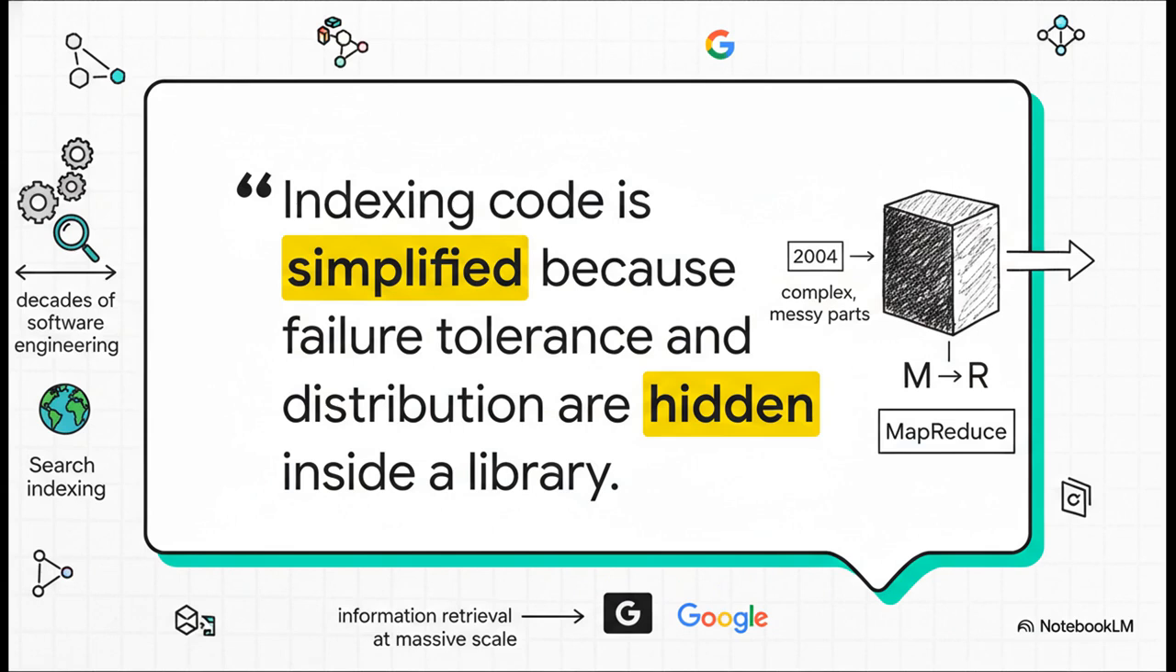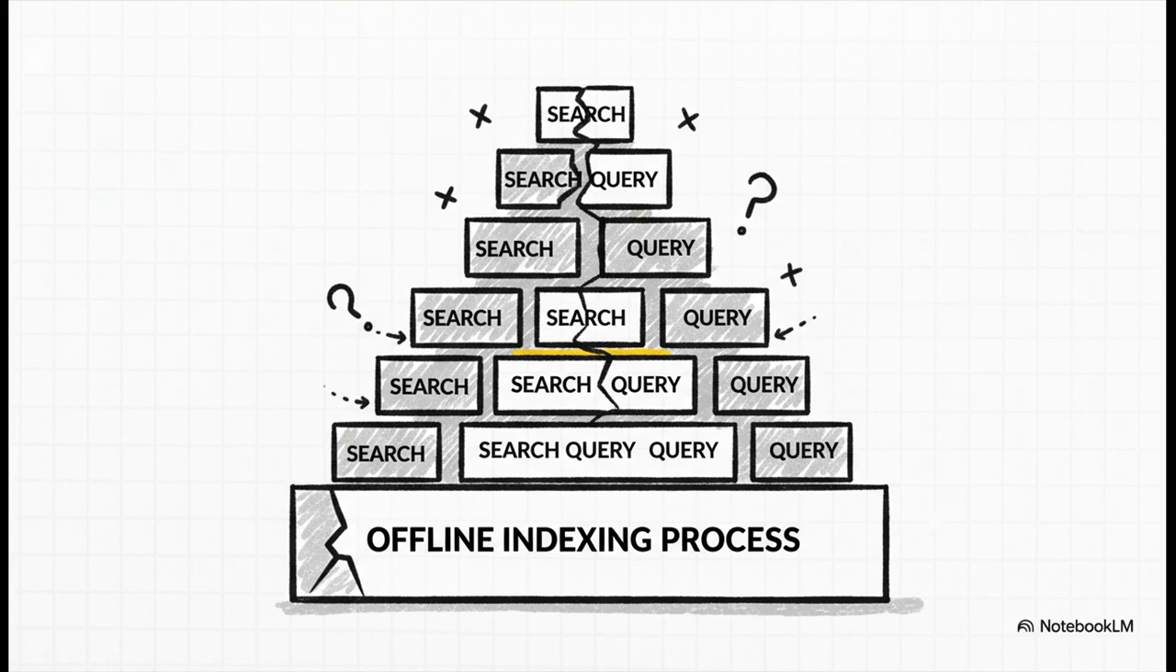Way back in 2004, Google researchers were describing the system that totally revolutionized their search indexing, and they said this exact thing. They made the indexing code simple by hiding all the complex, messy stuff like failure tolerance inside a library. For them, that was MapReduce. This is a time-tested pattern for solving information retrieval at a massive scale. And here's maybe the most overlooked truth in the entire world of search. The quality of your system is almost entirely decided during this offline indexing step. It all happens silently, and the choices you make are often permanent. Every single mistake you make here ends up poisoning every single search query that ever comes after it.